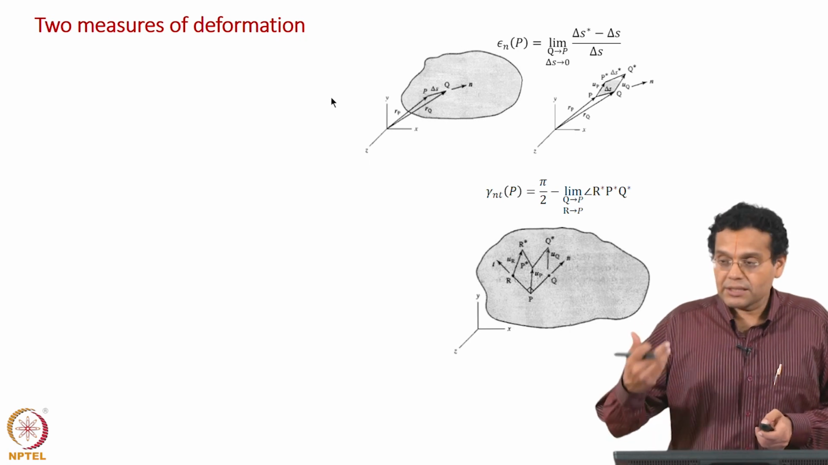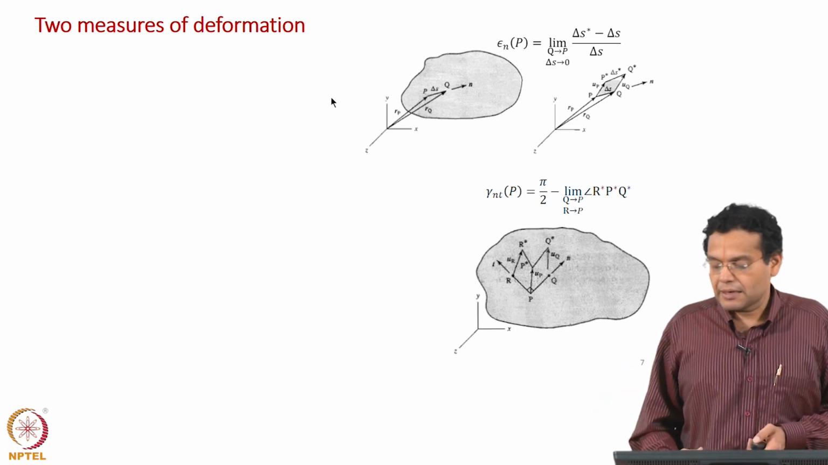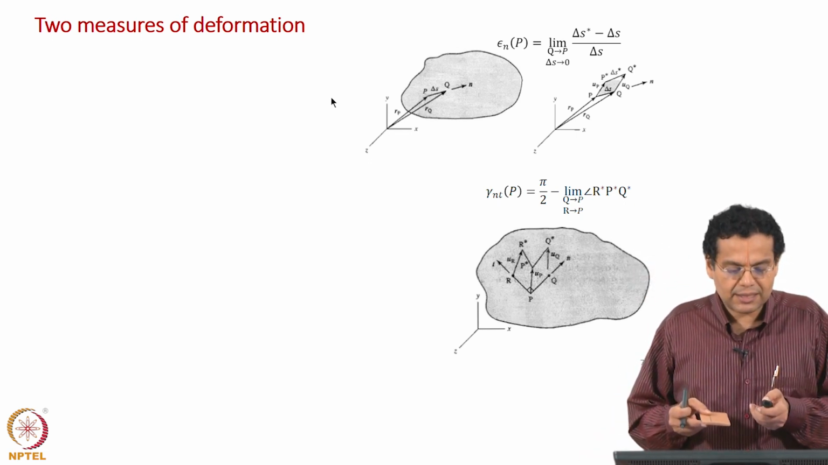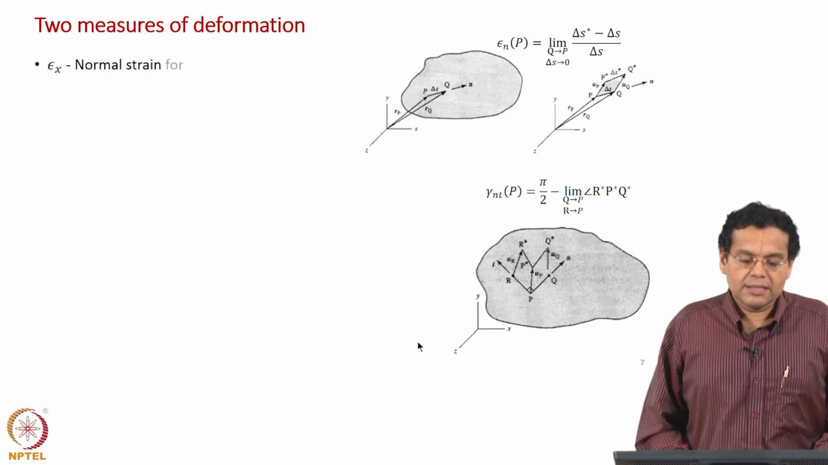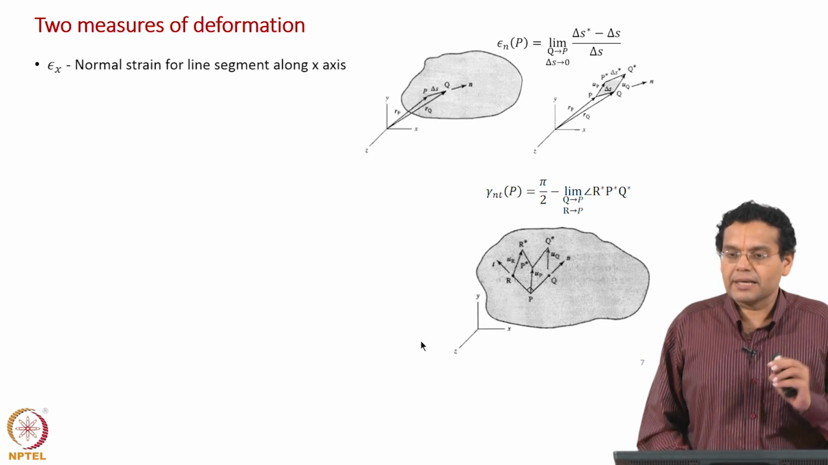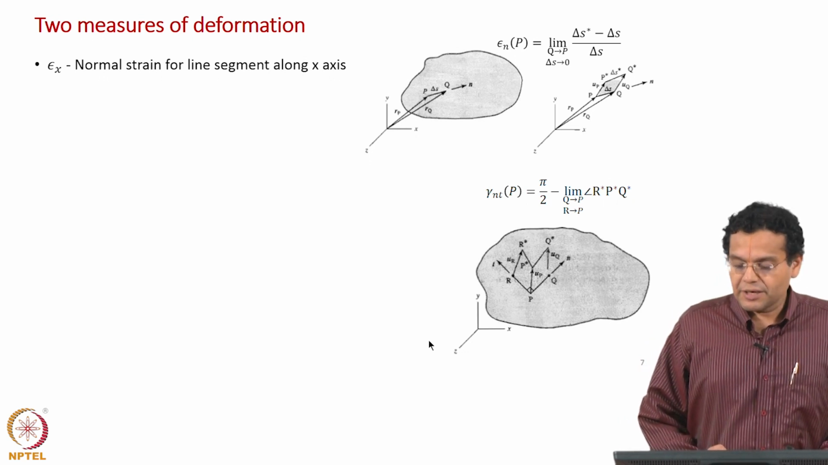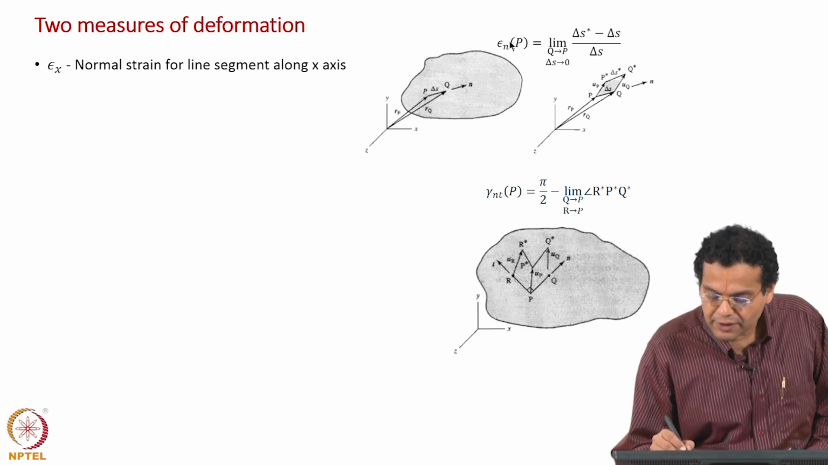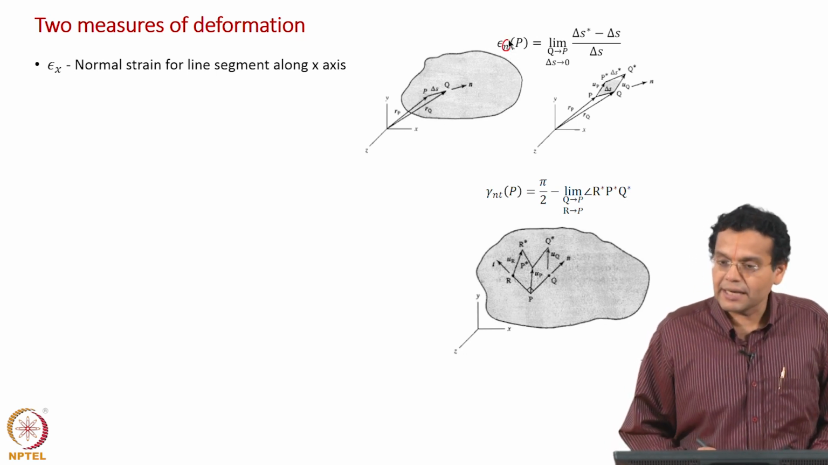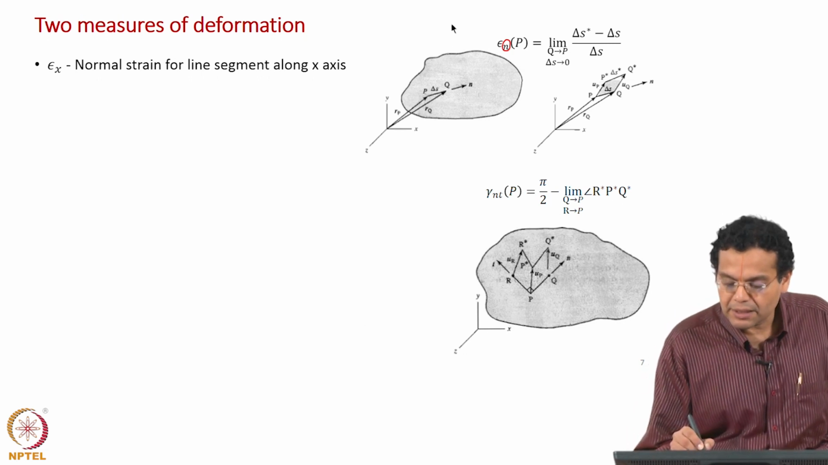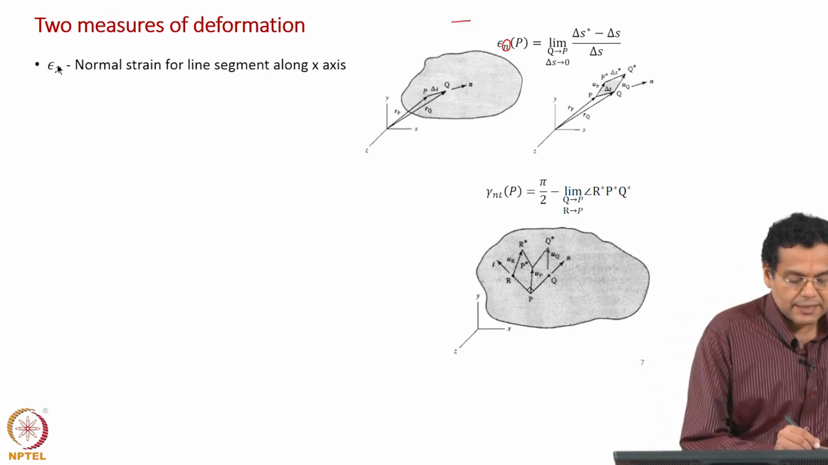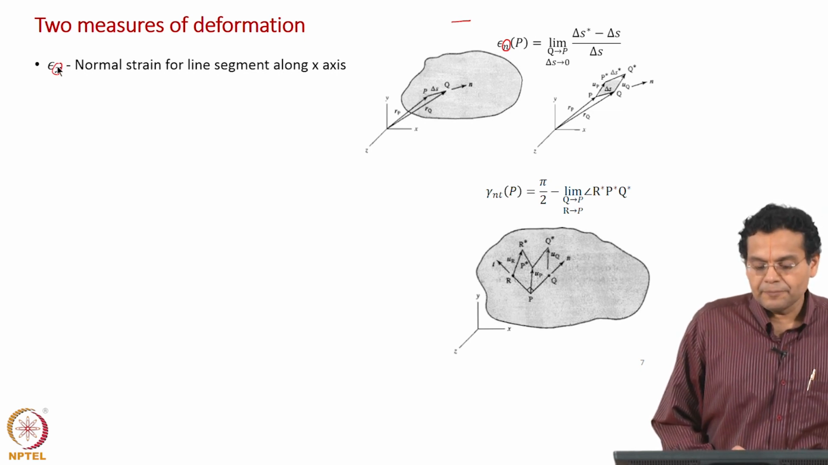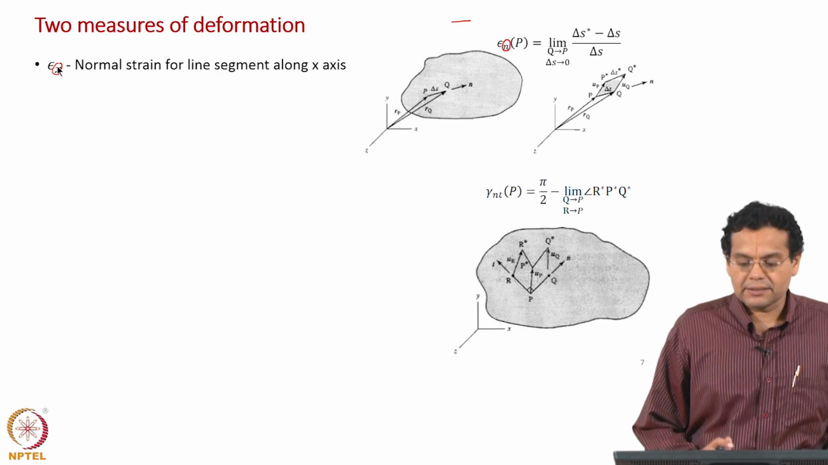But now what we are going to use subsequently are line elements which are along x axis, along y axis. So let us write down the definition of normal strain for line segment along x axis. This is for line segment along any direction n. Our line segment now is along x axis. So replace n with x. So epsilon x represents normal strain for line segment along x axis.